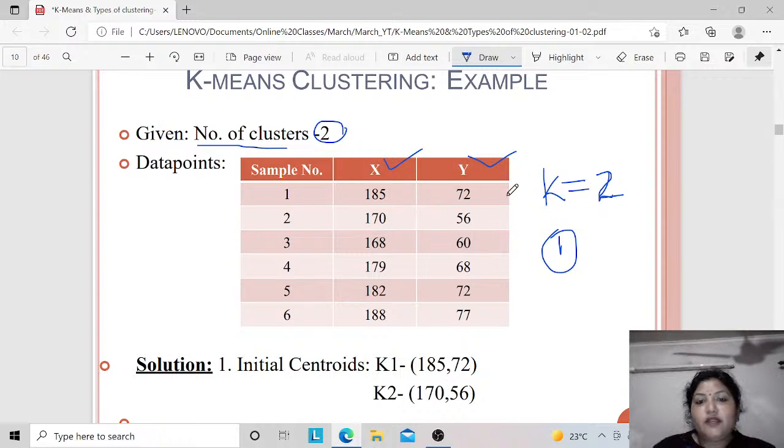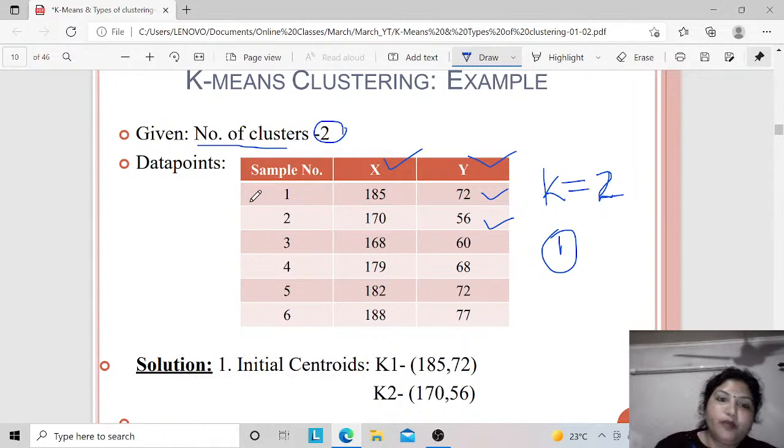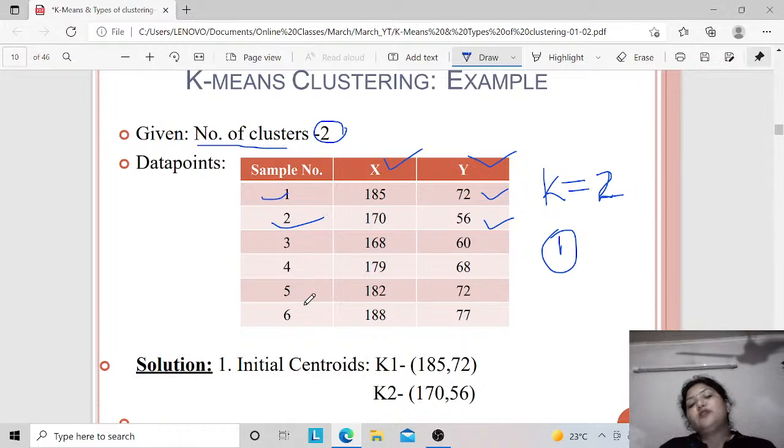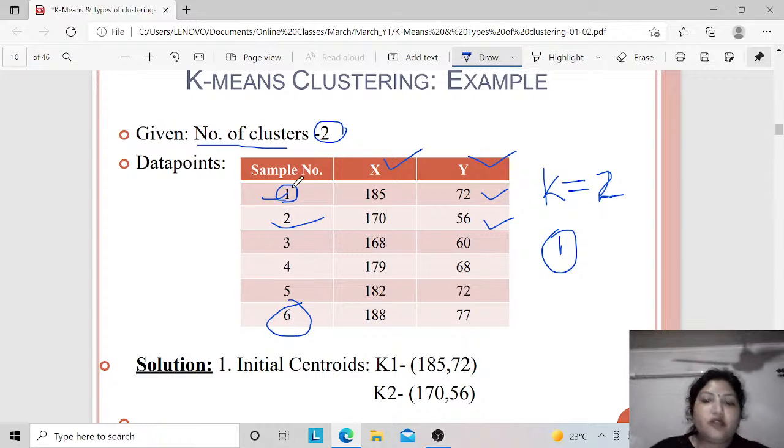Most of the time we take the first two, but you can pick any of the data points. It is not mandatory to pick only the first two data points. No, it is not mandatory. You can pick any of them. Like there are 6 data points, any of them you can take as a centroid and then start working on that and start using k-means.